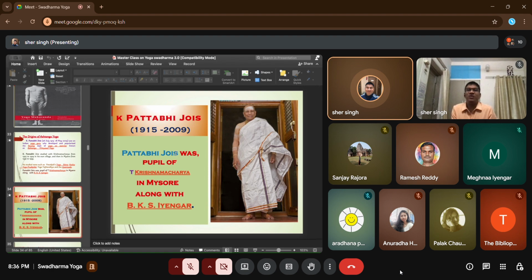This is Pattabhi Jois's photo. He lived from 1915 to 2009. He was a student of T. Krishnamacharya in Mysore along with B.K.S. Iyengar.